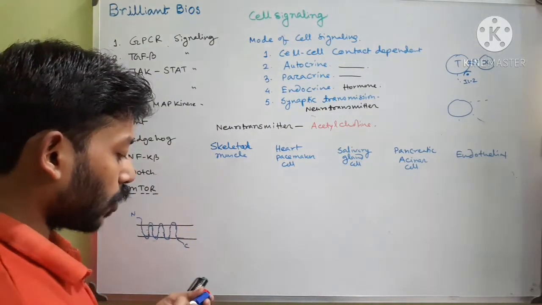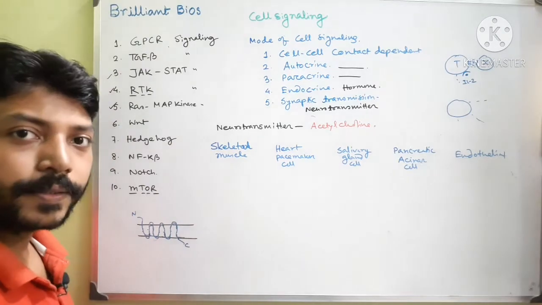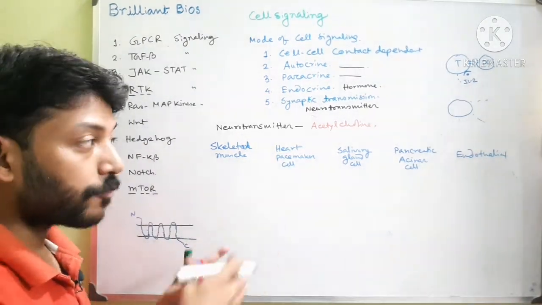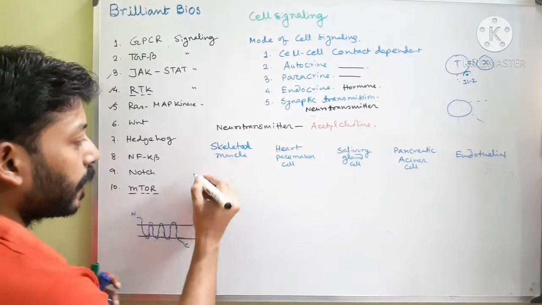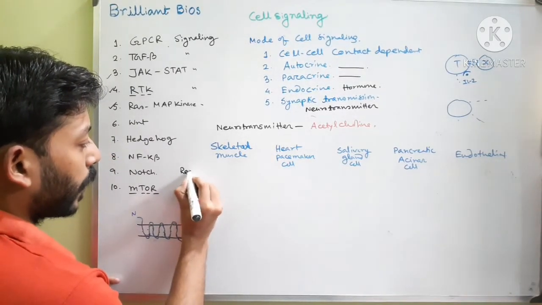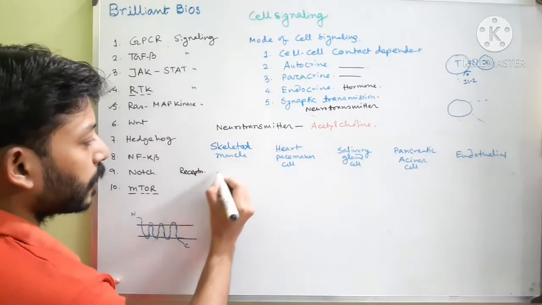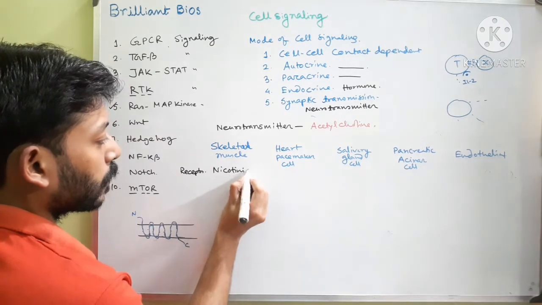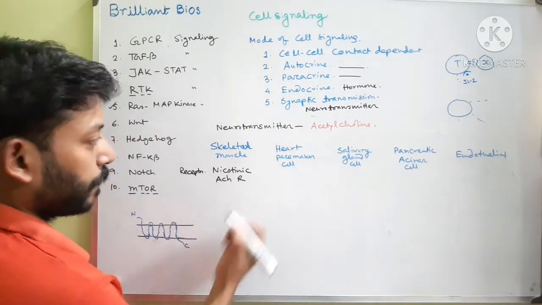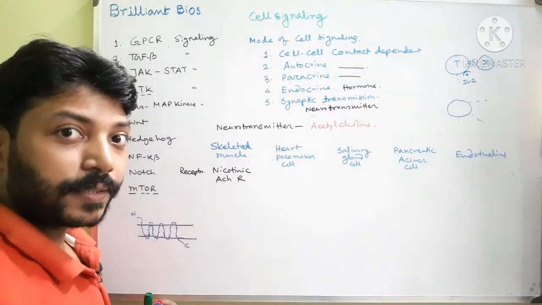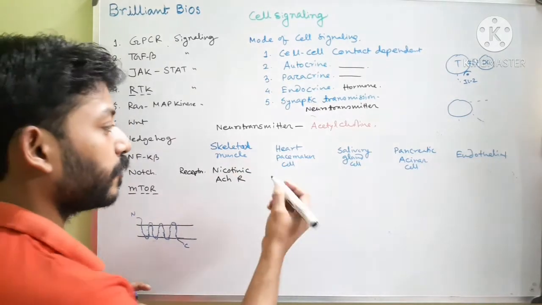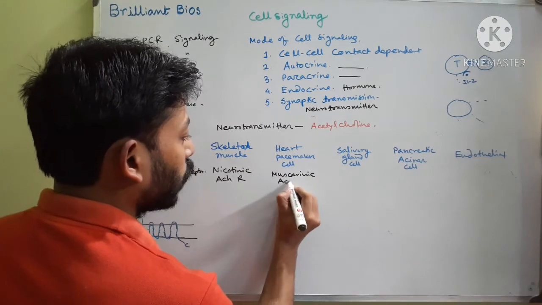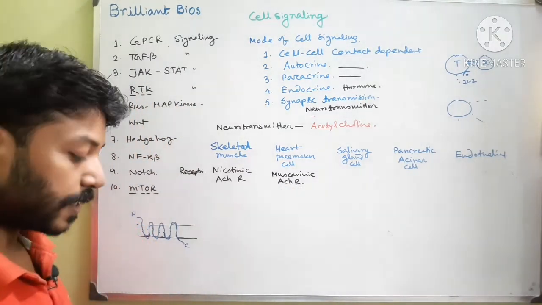So in each and every different cell, they express different receptors. Like in the case of skeletal muscles, I am writing here the receptor name. In the case of skeletal muscle, the receptor is called nicotinic acetylcholine receptor. In the case of heart pacemaker cells, the receptor that binds with the acetylcholine is named differently, called muscarinic acetylcholine receptor. There is a difference.